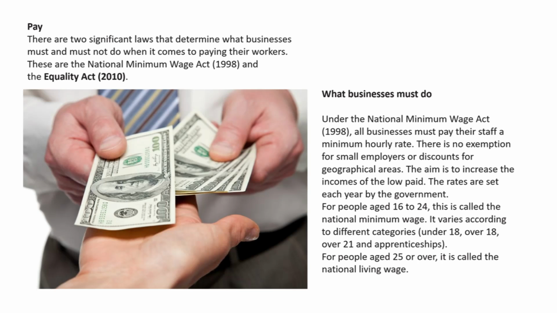The rates are set each year by the government. So for people aged 16 to 24, this is called the national minimum wage. It varies according to different categories, so under 18, over 18, over 21, and apprenticeships. There's different set standards for each of those different age groups. And for people aged 25 or over, it is called the National Living Wage.